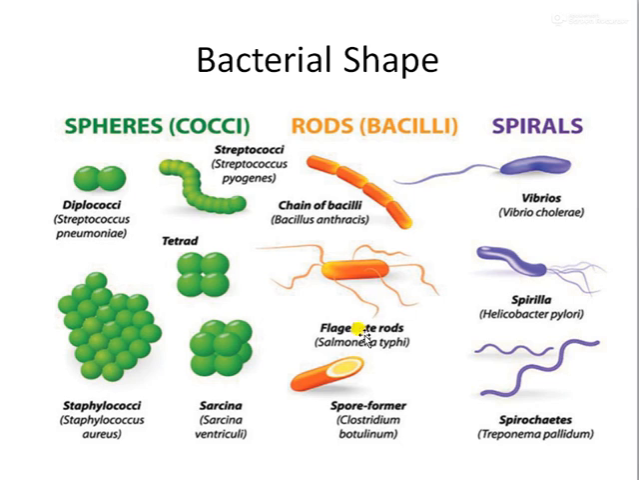And sometimes the rods might occur individually, either in flagellated or non-flagellated forms. Now we have flagellated rods as in the case of Salmonella typhi. And sometimes the rod-shaped bacteria might be found associated with a spore. A spore is something which helps the bacteria to overcome adverse environmental conditions. Now, Clostridium is an example which has a spore.